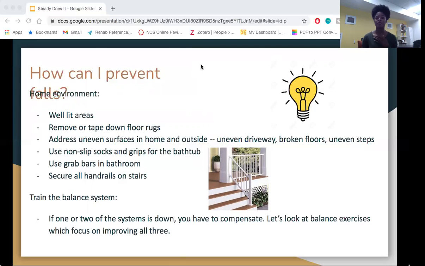I stumble over uneven sidewalks outside, right? So that's something that I can't control, but in your home, you can control these things. So try to get things repaired like uneven surfaces in the home.